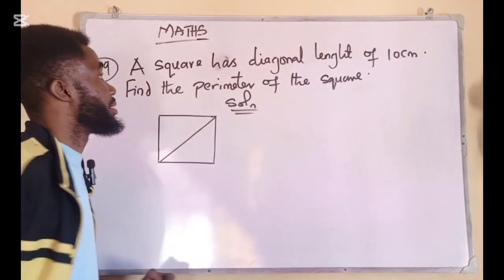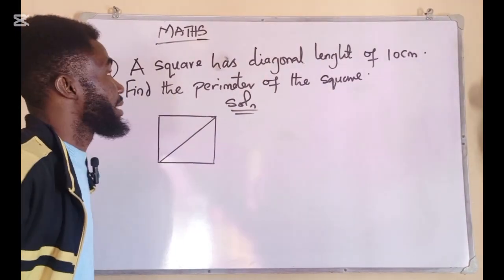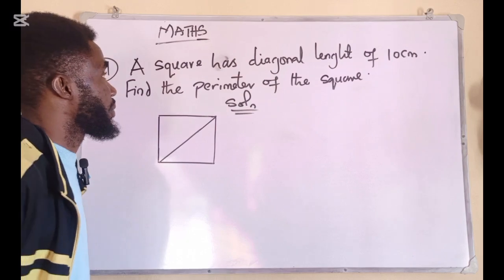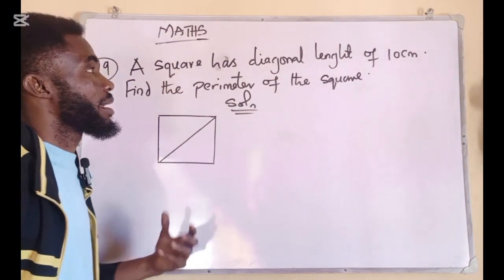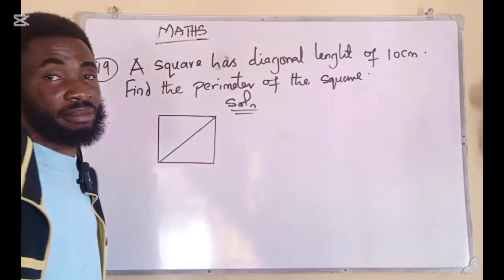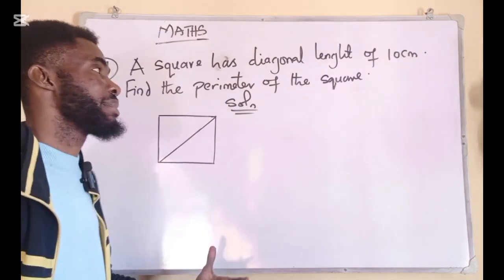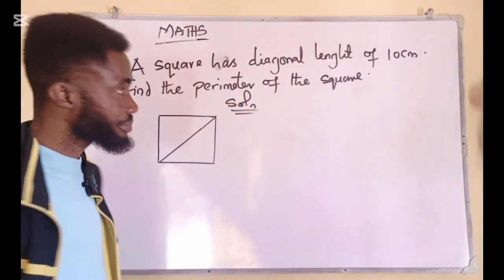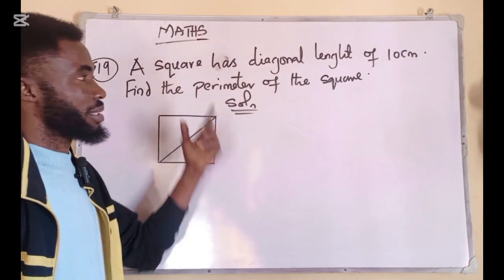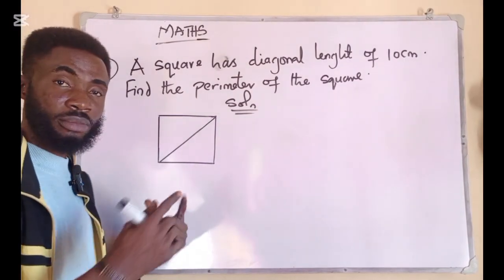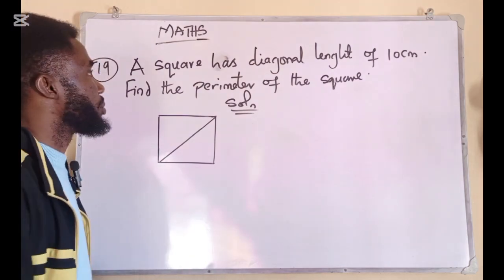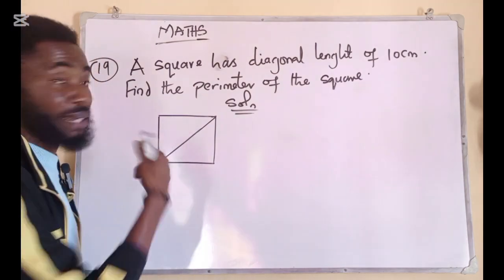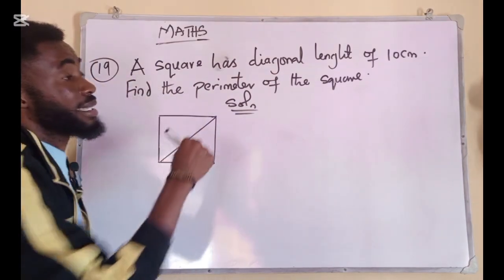This is question 19 of this year's objective questions. It says a square has a diagonal length of 10 centimeters. Find the perimeter of the square. The perimeter means the sum total of all external surfaces of a plane figure, right? Good. And we want to obtain the perimeter, but it says the square has a diagonal.